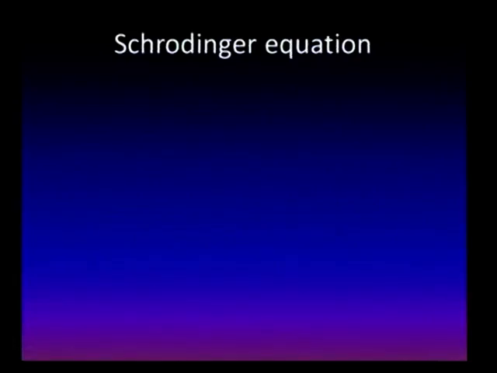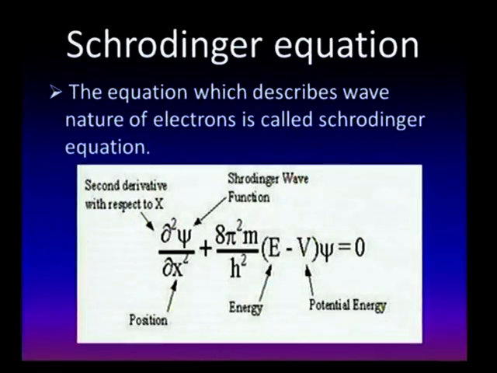Let us study the linear combination of atomic orbitals. According to the Schrodinger equation, the electron has both particle nature and wave nature. What is the Schrodinger equation? The equation which describes the wave nature of an electron is called the Schrodinger equation. So, according to this equation, the electron has both particle nature and wave nature.